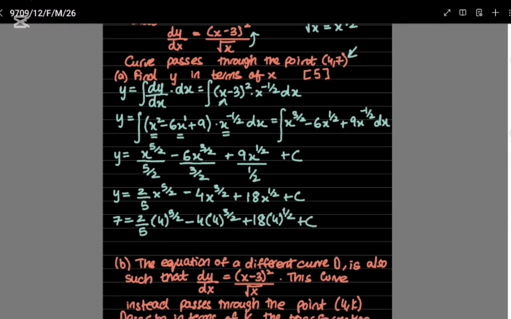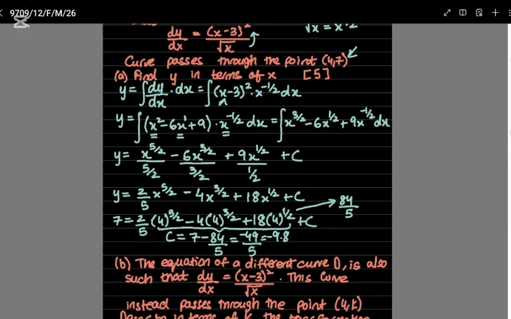Okay, so let me put this in my calculator. 2 over 5 times 4 to the power of 2.5, minus 4 times 4 to the power of 1.5, plus 18 times 4 to the power of 0.5. So what is c? This long part over here simplifies to 84 over 5. So c, when you move it to the other side, is 7 minus 84 over 5. So 7 minus 84 over 5, you get minus 49 over 5, which is minus 9.8.